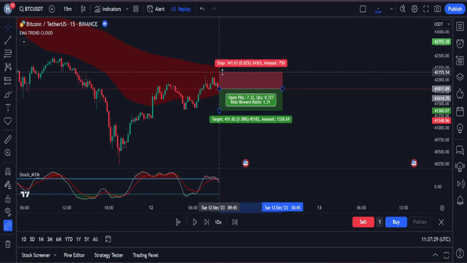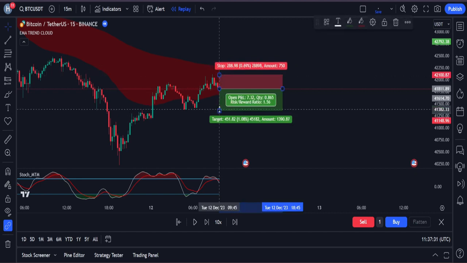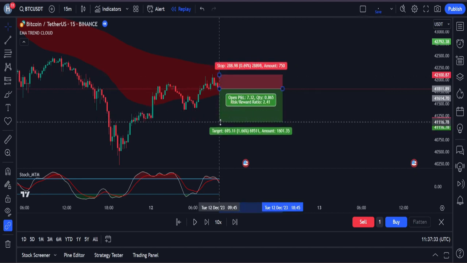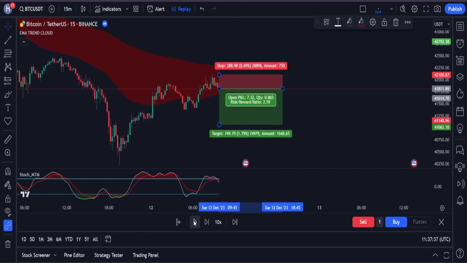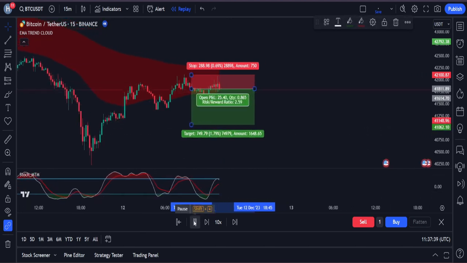Our stop loss will be set at the most recent swing high. And for the take profit, we're going to set it at 2.5 times the risk. We let this trade run and take profit now. I hope you guys have understood the rules completely.